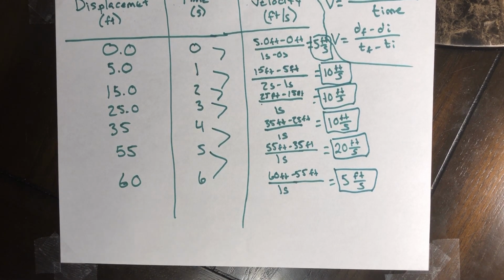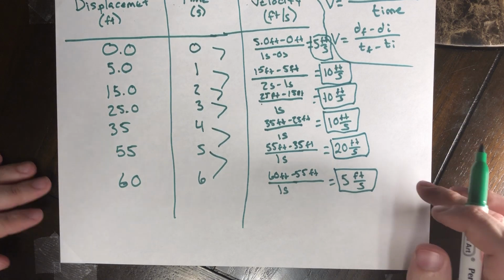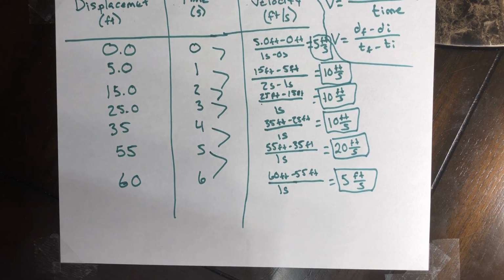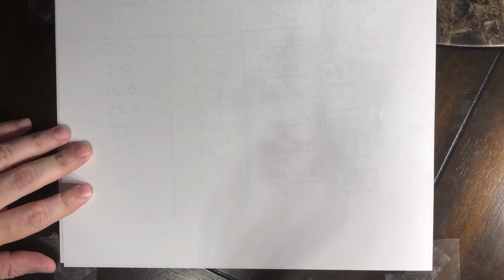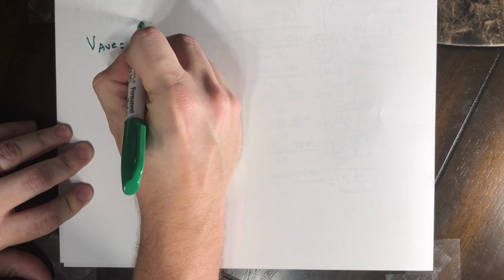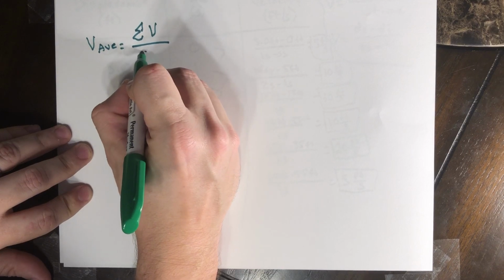All right. Part number 2 says by taking the average of all of these, we want to estimate the squirrel's average velocity for the entire 6 seconds. So to do that, first we got to think about what average velocity is. If he was going at the same velocity, in the same amount of time, it would take him the same distance. So our average velocity, V average, is just the sum of all the individual velocities divided by how many velocities there are.